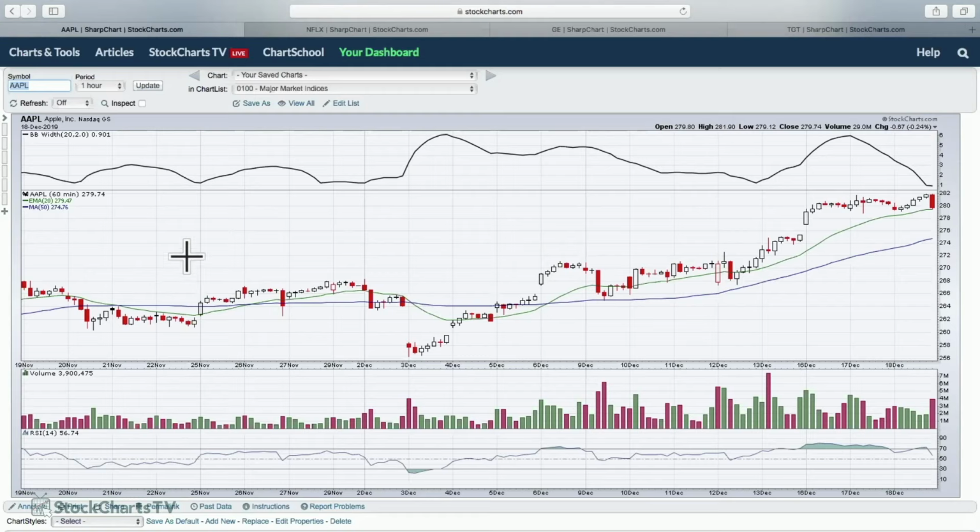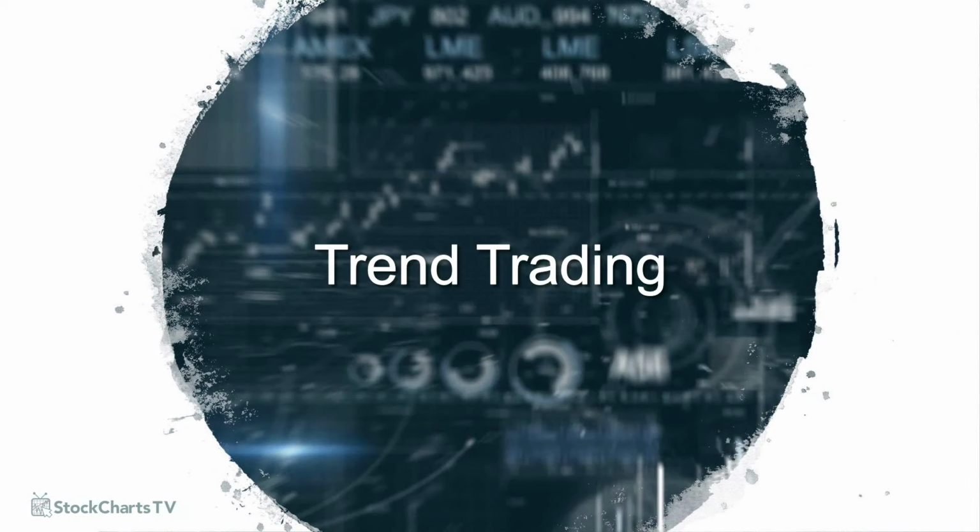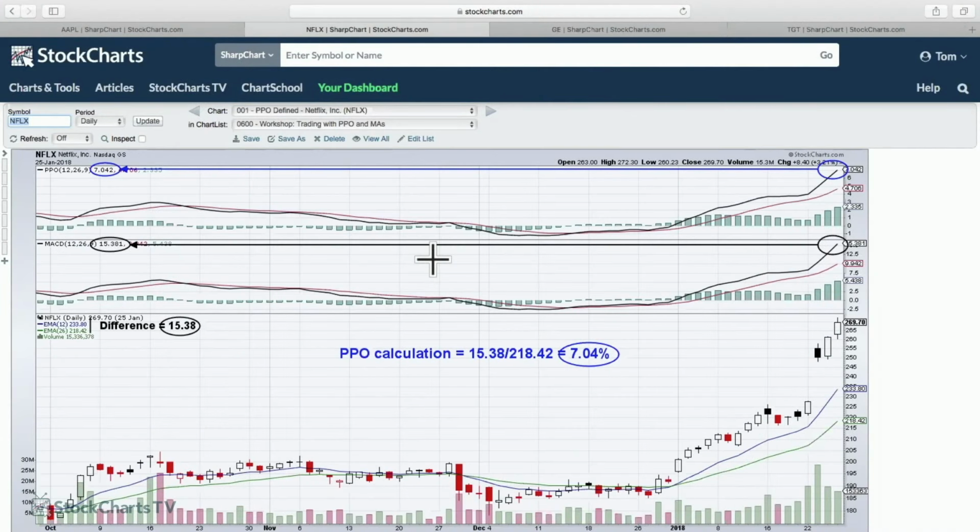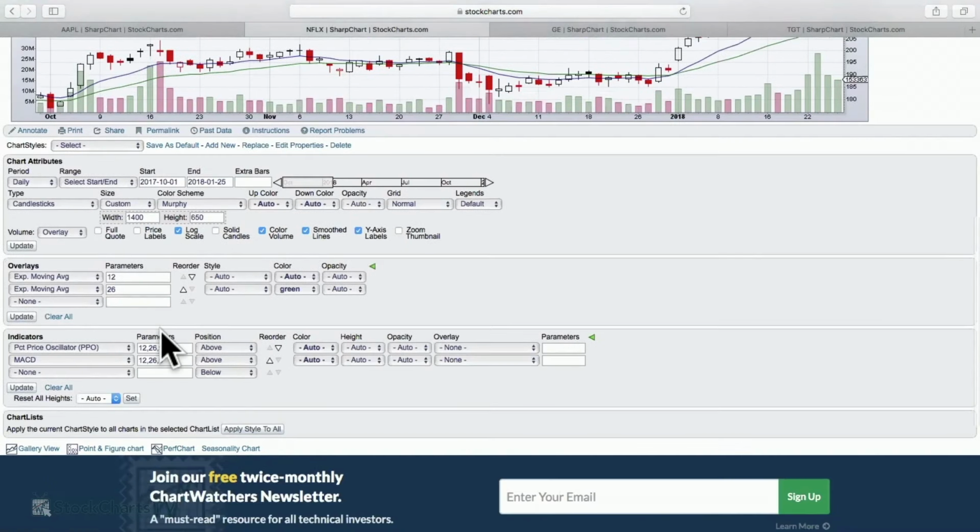Next up, I want to go into trend trading. And trend trading for me involves a few different things. Now, I used to be a big fan of the MACD, moving average convergence divergence, and I switched to the PPO. The reason I switched is really the two are basically the same. And what I've done here, just to give you a quick sample of what these are, is I've plotted on this chart the 12, 26, 9 PPO, same thing for the MACD.